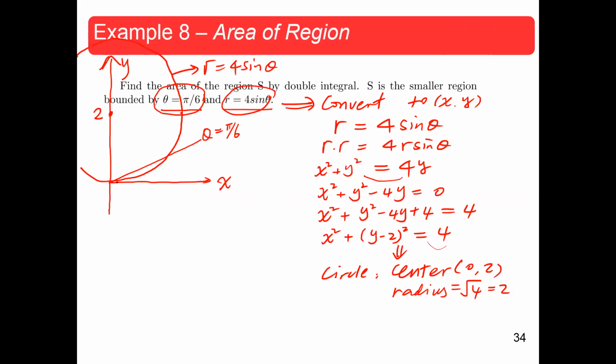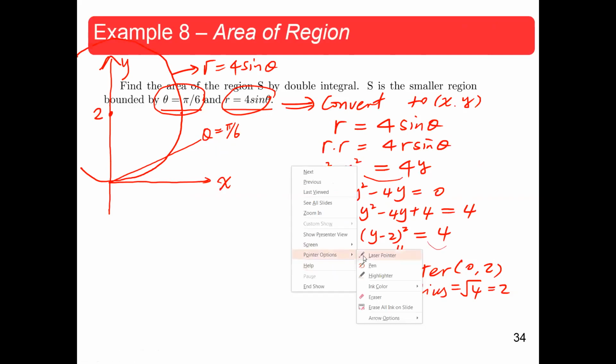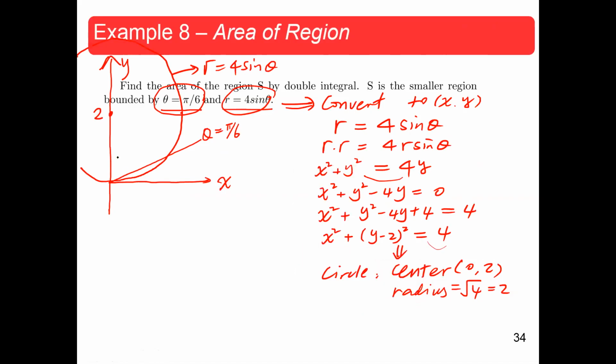All right, so we have the first graph, which is r equals 4 sine theta, and the second graph, theta equals pi over 6. Can you see the region that's bounded by these two? It should be pretty obvious. It's a small, tiny region, right? Trapped between the straight line and the circle. So it's going to be this region here. This region in green is going to be our region S.